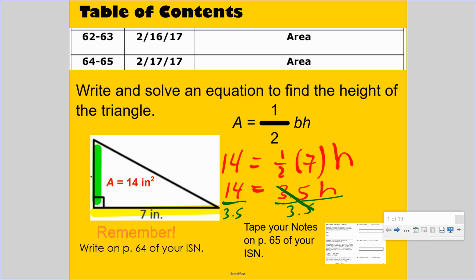Let's see if we can do it in our head. Do you know the pattern for 3 and 5/10? 3 and 5/10, 7, 10.5, 14. It goes in 4 times. There are 4 groups of 3.5 in 14. So H equals 4 inches.